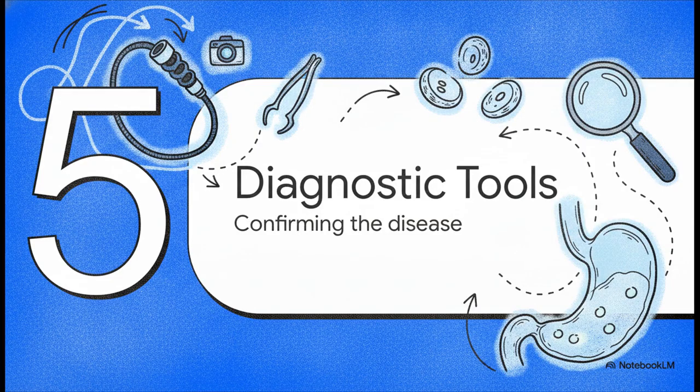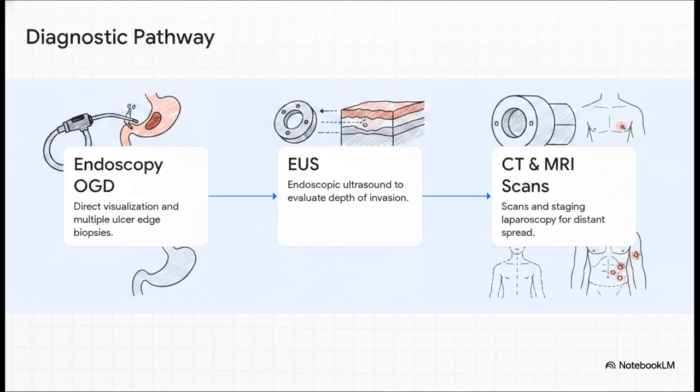Okay, part 5. Essential diagnostic investigations. How do we actually confirm the disease? Let's walk through the diagnostic pathway. The absolute gold standard first step is the endoscopy, or OGD. This is our direct window into the GI tract. It allows the physician to visually locate the lesion and take multiple biopsies, right from the edges of any ulcer.